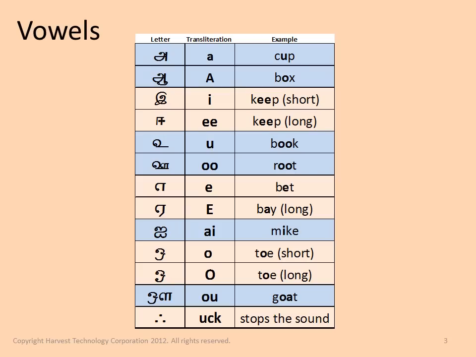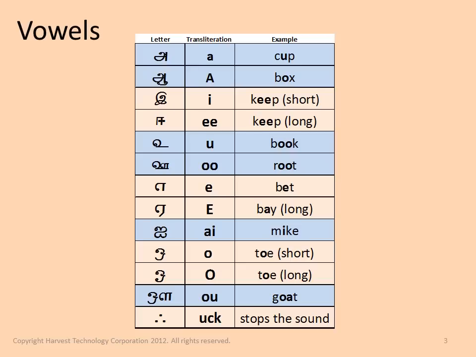So these are the vowels. I'll go through the pronunciation of each one, one by one. These are broken up into three columns. The leftmost column shows the vowel written using the Dravidian script. The middle column shows the transliteration of the vowel sound using our transliteration scheme. And the right column shows the closest approximation of the vowel sound using an English word.